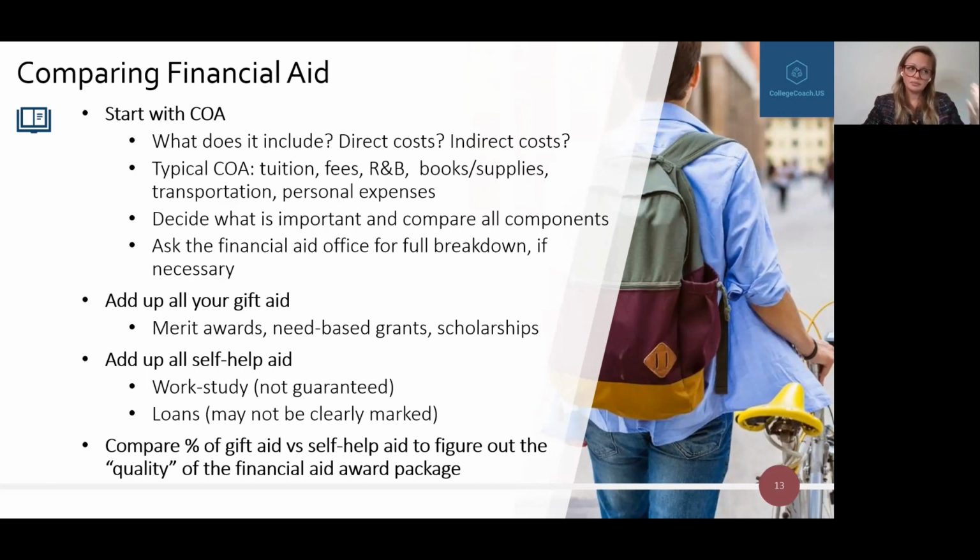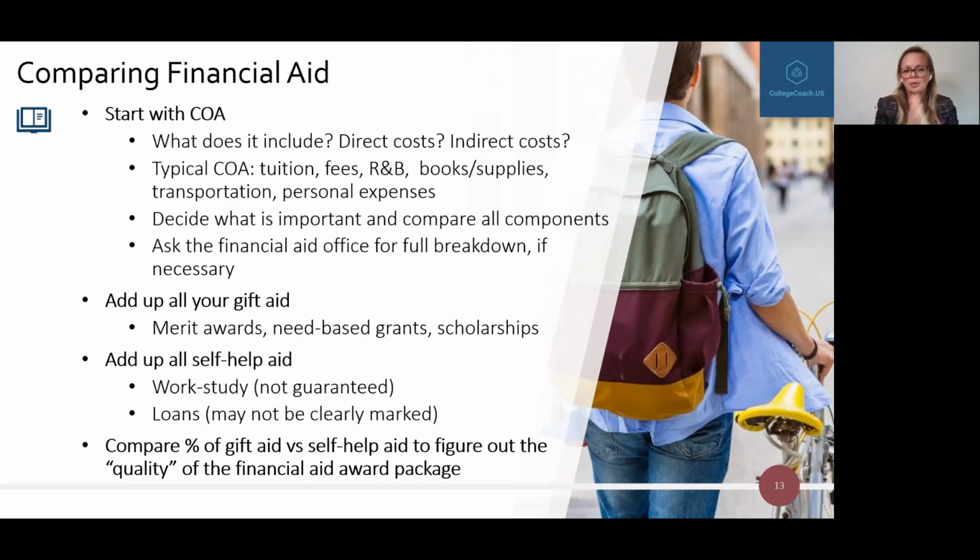And if your financial aid award letter, just like in that last example, doesn't break down the cost of attendance, what exactly is tuition, what are the fees, what is the room and board, then you can call the office and you can find out. That's information that's readily available. They all have to provide you that information. Then you need to add up all of your gift aid.